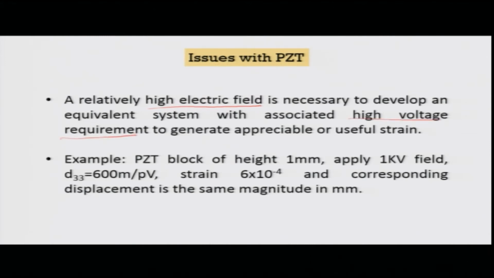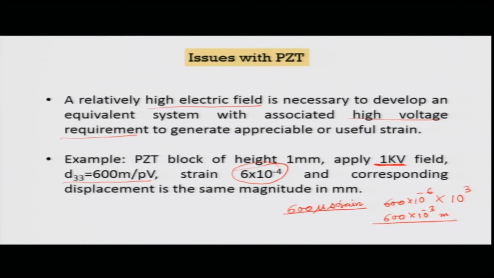Okay. Say for example, if I take a PZT block of height about 1 millimeter, I need to apply a field of about 1 kilovolt, which is very dangerous, and considering the d33 of about 600 meter per picovolt, I will get a strain which is about 6 into 10 to the power minus 4, which means something like 600 micron strain. Okay. So, that you can think of it that if you take a meter of a system, this is 600 into 10 to the power minus 6, and if you take a meter of a particular rod, then you are going to see it to be 600 into 10 to the power minus 3 meter kind of thing. Okay.